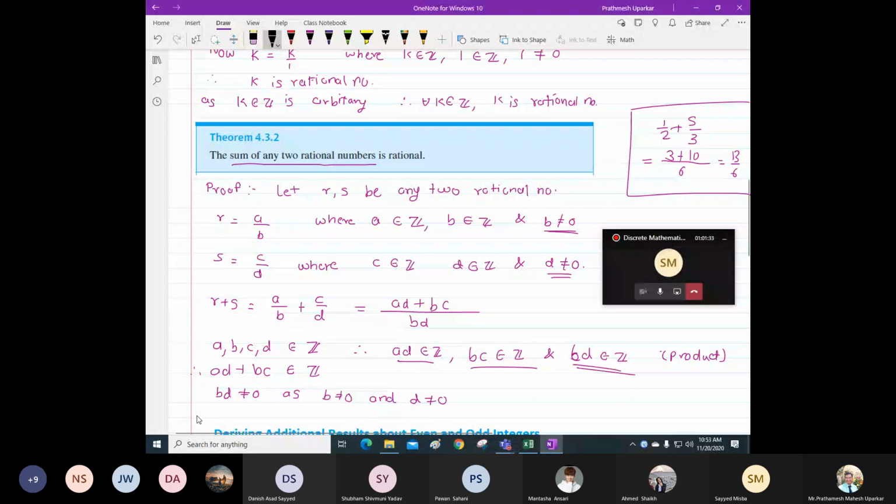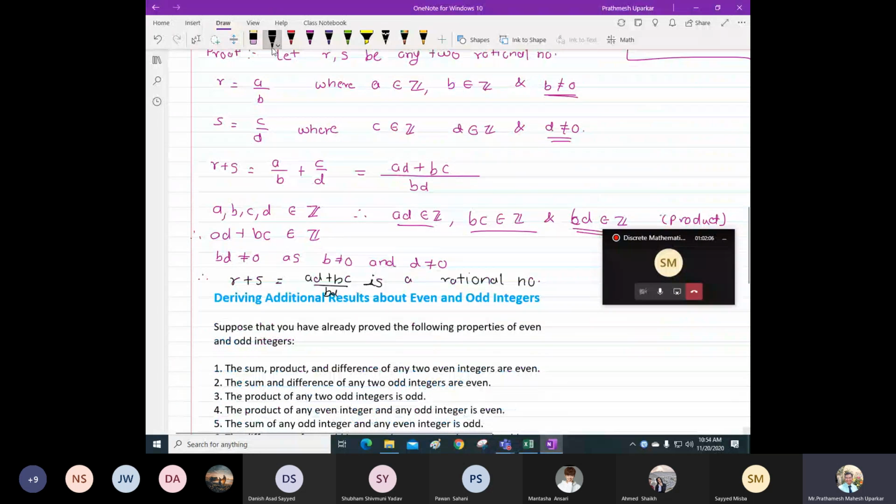Therefore, R plus S, which is equal to ad plus bc upon bd, is a rational number.